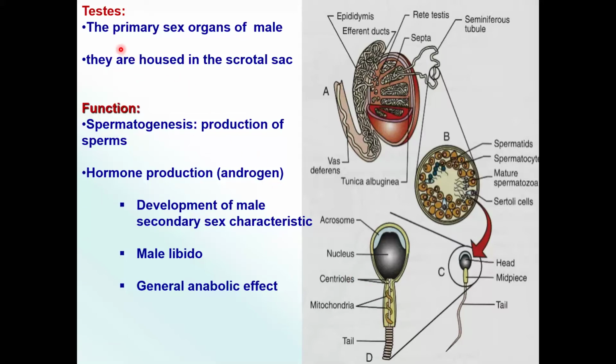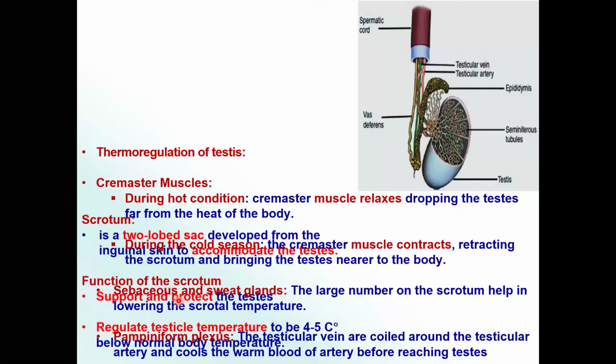So what is the primary function? What's the function of the testis? It is the primary sex organ of the male, and they are housed in the scrotal sac. Its function is to produce sperm, that is spermatogenesis, and it produces hormones, mainly the androgen or testosterone. And the androgen and testosterone function to support the development of the male secondary sex characteristics and the male libido, that is the male sexual desire, and it acts to support general anabolism of the body, so it has a general anabolic effect.